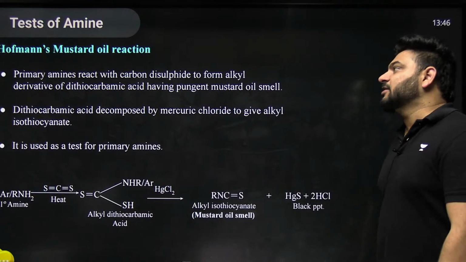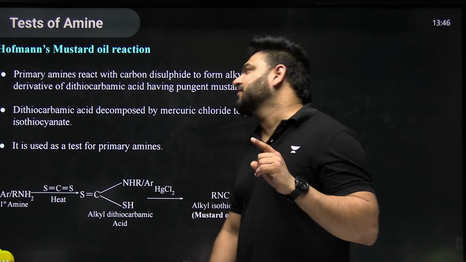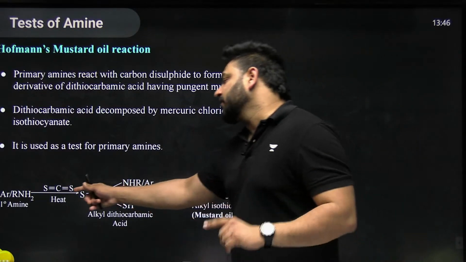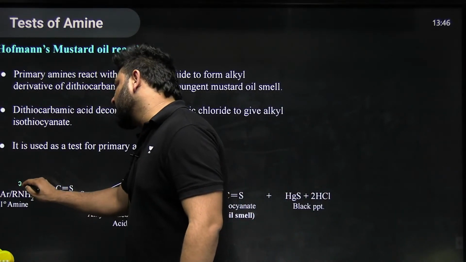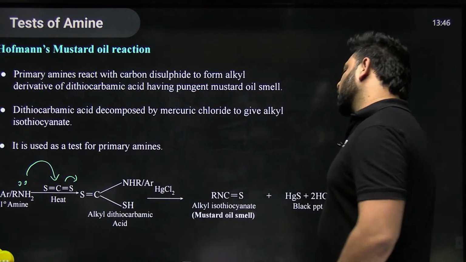We have next the Hofmann mustard oil test, in which we make the amine react with CS2, carbon disulfide. On reaction with carbon disulfide, the reaction is again very similar. It forms S minus, so it will give you what?